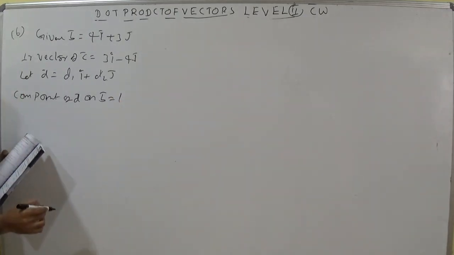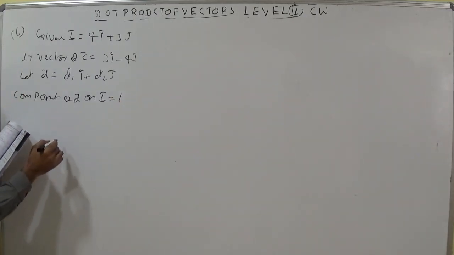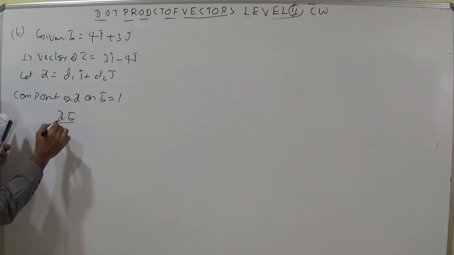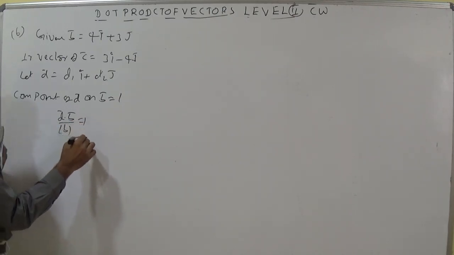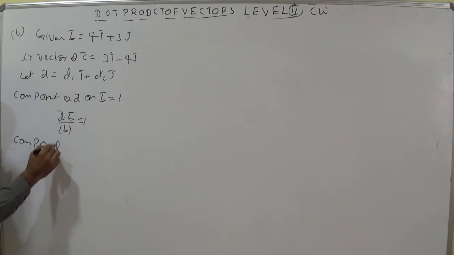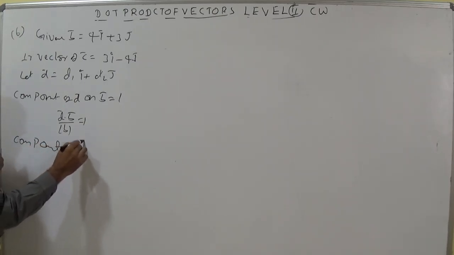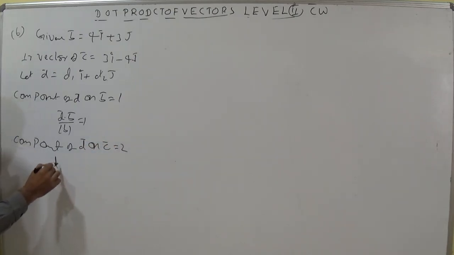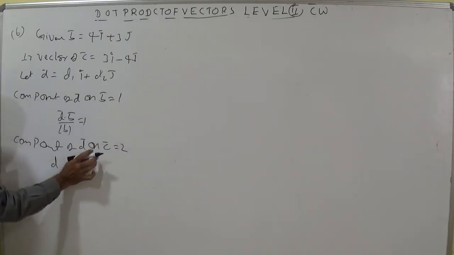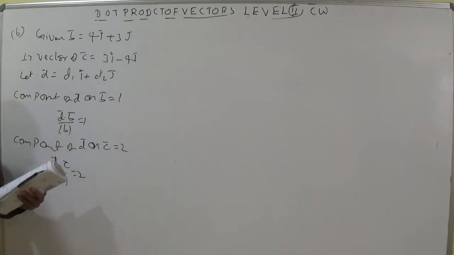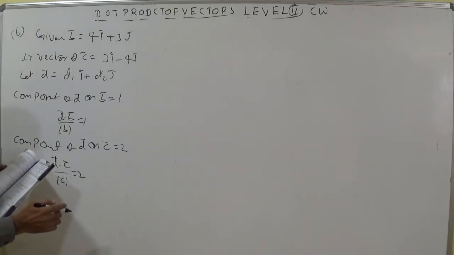1 is given. So d bar dot b bar by modulus of b bar equals 1. Next he has given the component. Component means projection. The component of d bar on c bar is equal to 2. So d bar dot c bar by modulus of c equals 2. Using the data, we can calculate the vector.